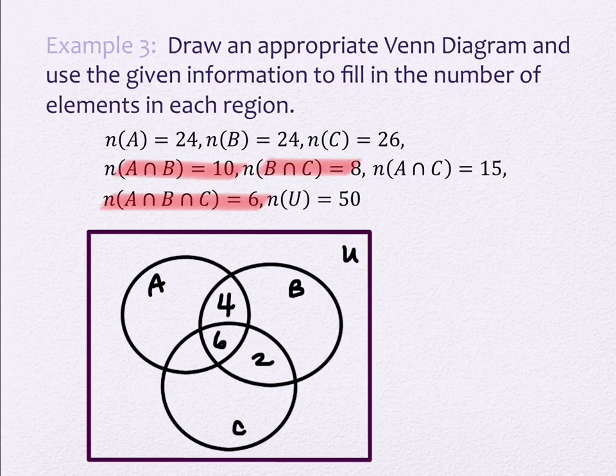Last piece on the middle row says A intersect C. That's this one over here. I've already got a 6, and it's supposed to be a total of 15. 9. I need 9.